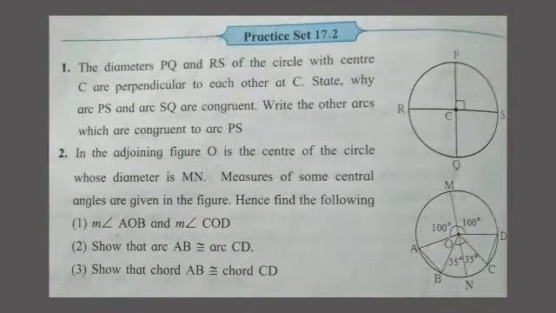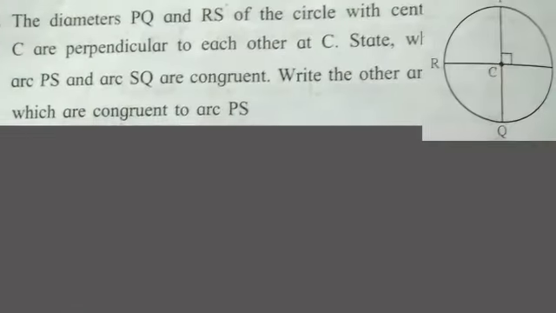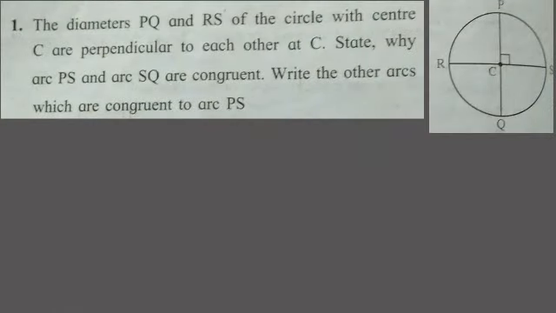Now students, this is our practice set number 17.2, which is given on page number 118. So let's start it. Here is our first question. The diameters PQ and RS of the circle with the center C are perpendicular to each other at the point C. State why arc PS and arc SQ are congruent, that we have to explain, and write the other arcs which are congruent to arc PS. Even the diagram is given. Just observe the diagram very carefully.